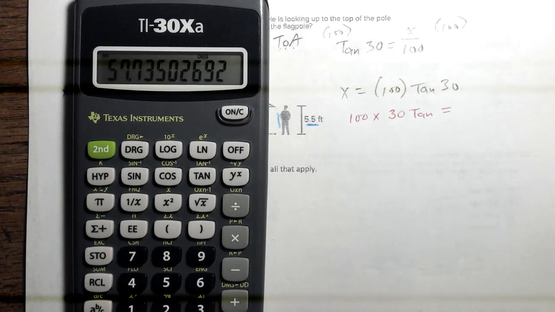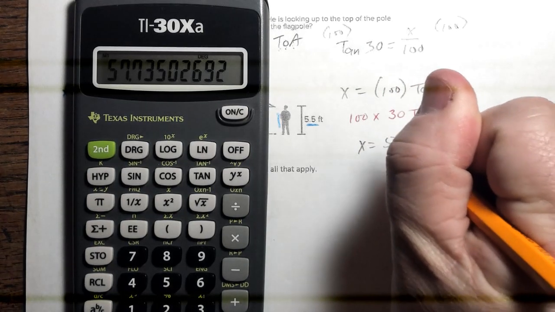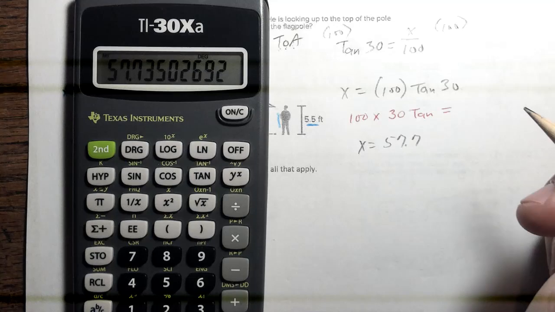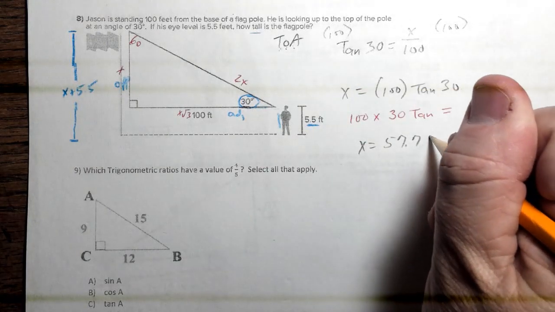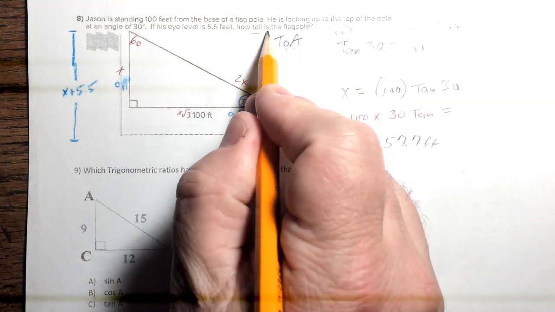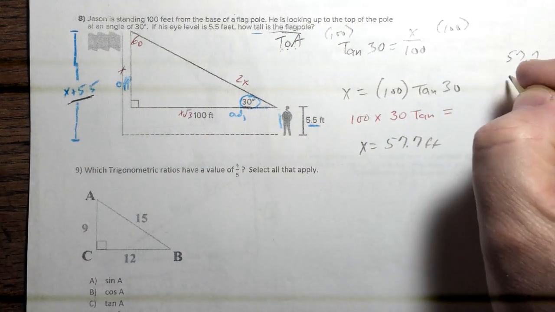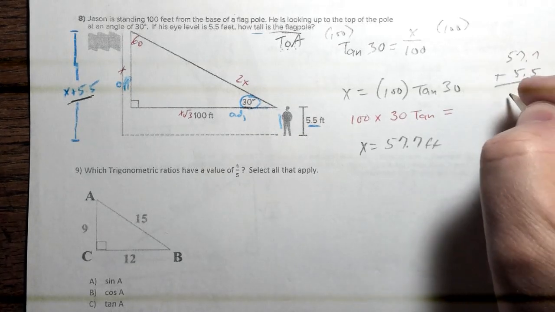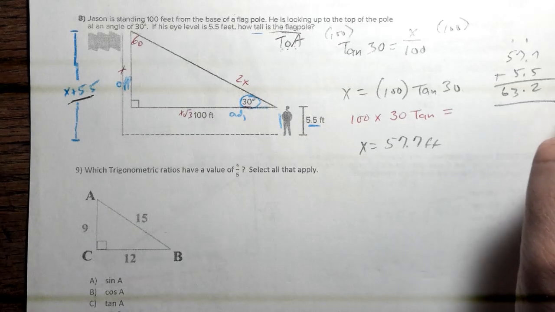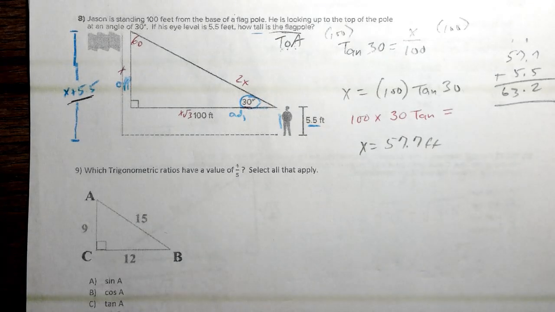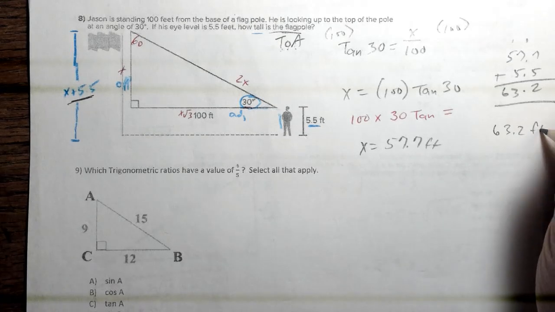Sorry, let me go back to this. So x equals 57.7. All right, so that was feet. Now, how tall is the flagpole? It's x plus 5.5. So 57.7 plus 5.5. That's 63.2. And I thought it was multiple choice, but the answer is 63.2 feet.